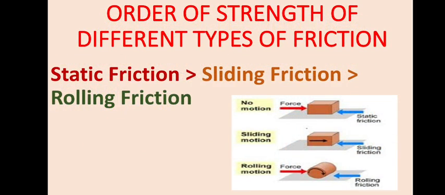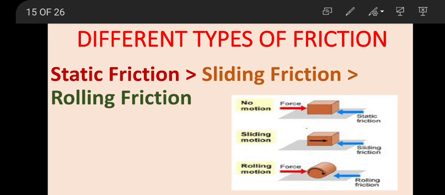So you can see here the order of strength of different types of friction. If we compare static friction, sliding friction and rolling friction, which friction will be maximum? You see here the object is at rest. The interlocking between the object and the surface is stronger. So here the friction will be maximum. That is, static friction will be maximum because the object is at rest.